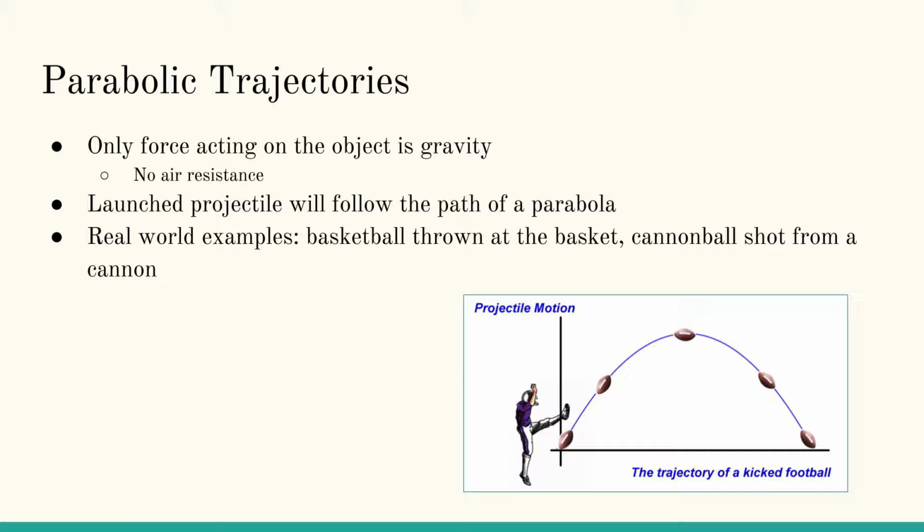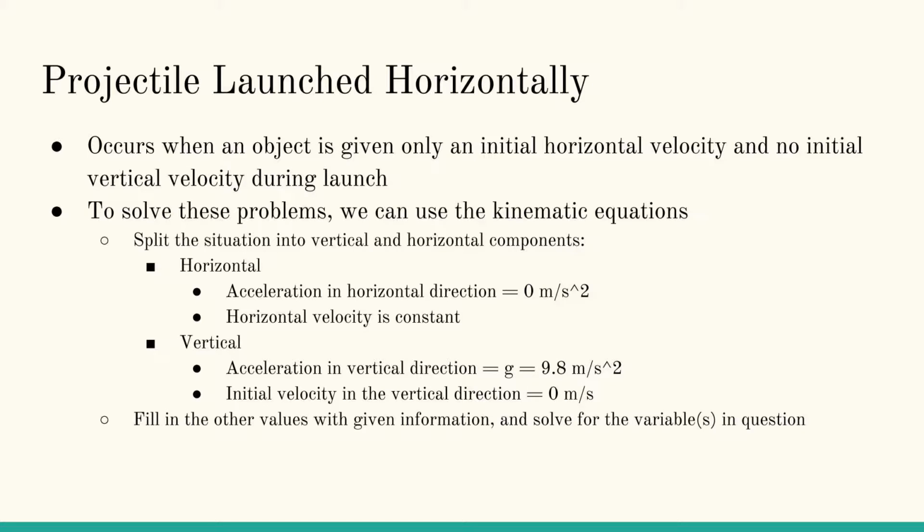Real-world examples of objects that follow parabolic trajectories include a basketball thrown towards a basket or a cannonball shot from a cannon. There are two types of projectile motion that we'll look at in this video. The first of which is a projectile launched horizontally. Horizontally launched projectiles are objects that are launched with an initial horizontal velocity but no initial vertical velocity. We can solve problems with horizontal projectile motion with the kinematic equations split into horizontal and vertical components.